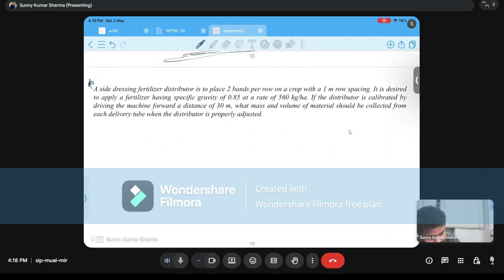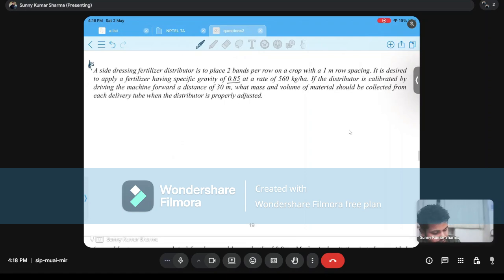So the first question related to the left section was: a side dressing fertilizer distributor is to place 2 bands per row on a crop with 1 meter row spacing. It is desired to apply a fertilizer having a specific gravity of 0.85 at a rate of 560 kg per hectare. If the distributor is calibrated by driving the machine forward at a distance of 30 m, what mass and volume of material should be collected from each delivery tube when the distributor is properly adjusted?